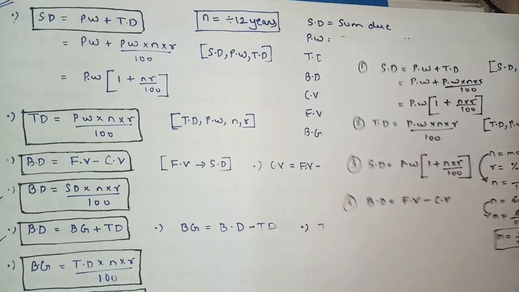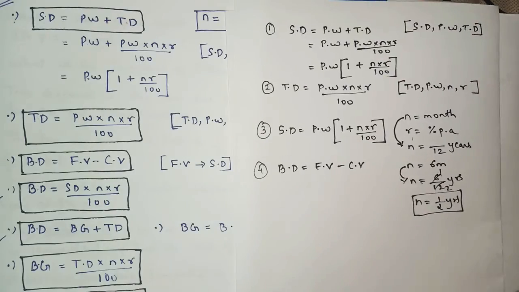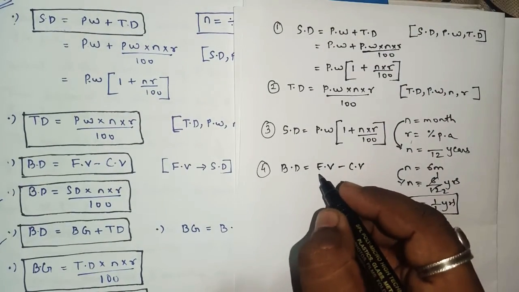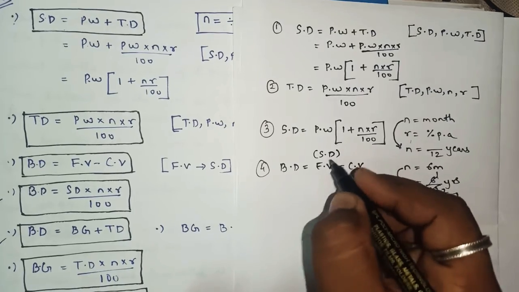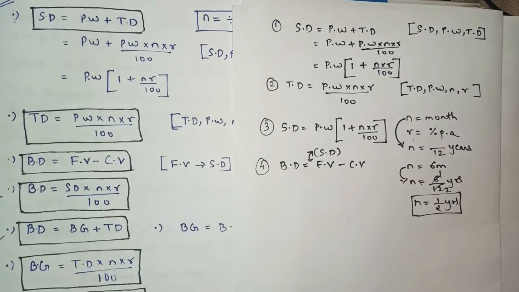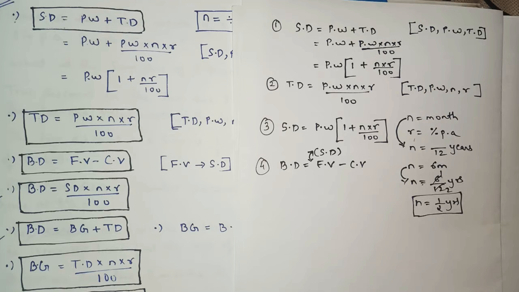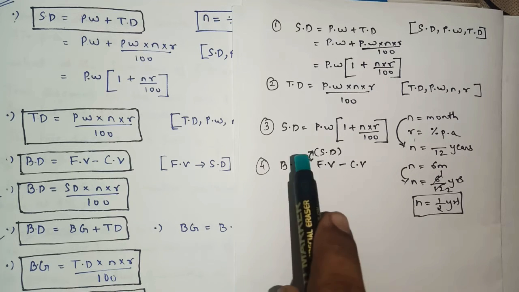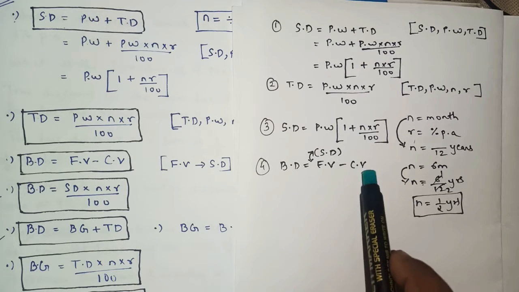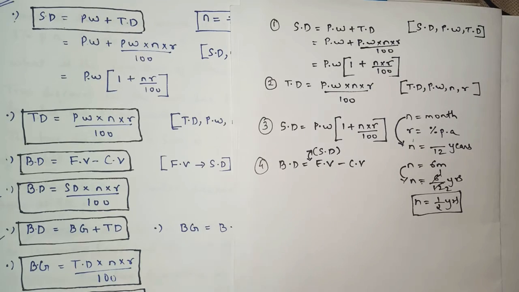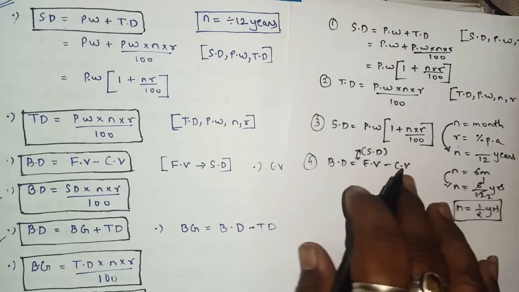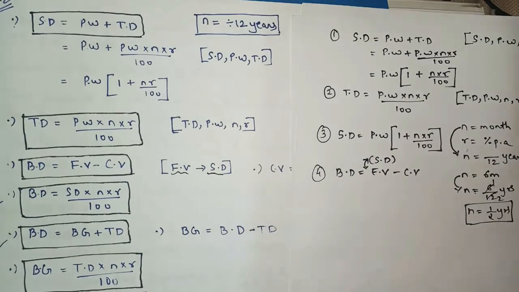Now listen here. In the question, sometimes in place of FV they will give SD also. So remember, in this chapter SD and face value are one and the same. Basically it is one and the same, not exact but one and the same. Sometimes in the question they will say you have to find BD and you have SD and CV. You can apply the same formula to get the answer. Remember this: in place of FV you can write SD also.